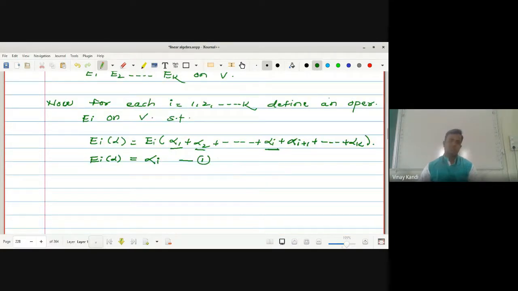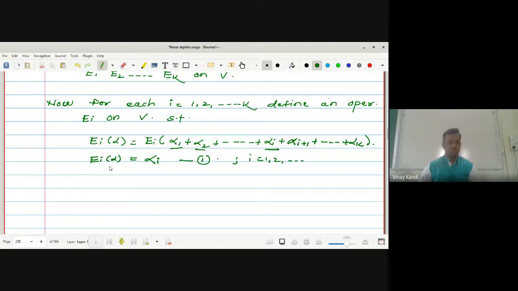This is equation 1, for i running from 1, 2, up to k, and so on. It is already written here. Okay, any doubt? So E_i of alpha is equal to alpha_i. This is the operator defined on V, and this operator is well defined.